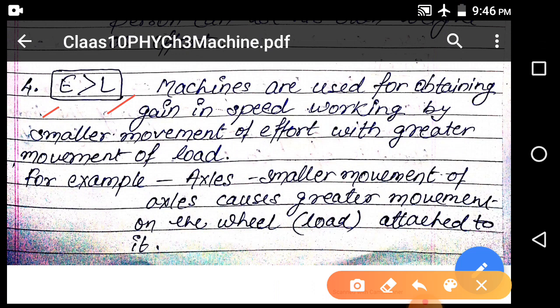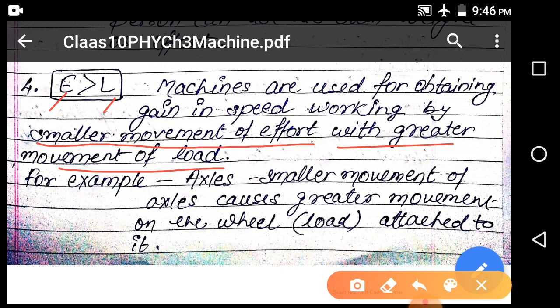Suppose that kind of machine is used for obtaining gain in speed. That means if we want to do a work at a faster rate, for the faster work machines, the effort is greater as compared to the load. Here there is a smaller movement of the effort with a greater movement of the load. If we take some example, we can easily understand.